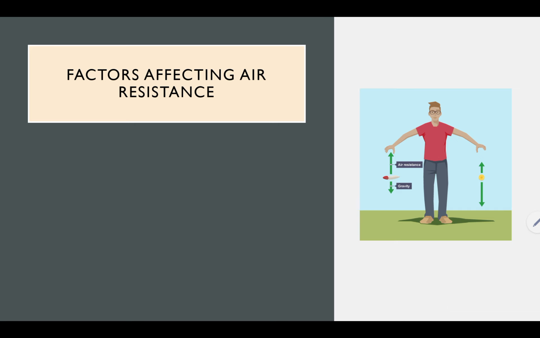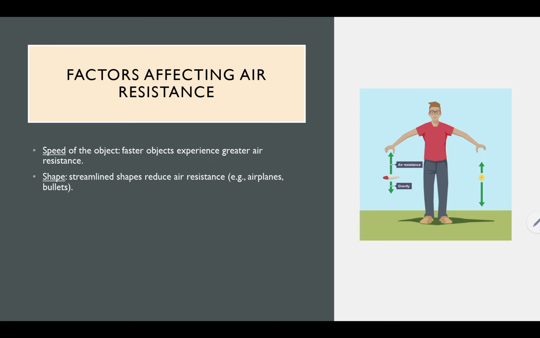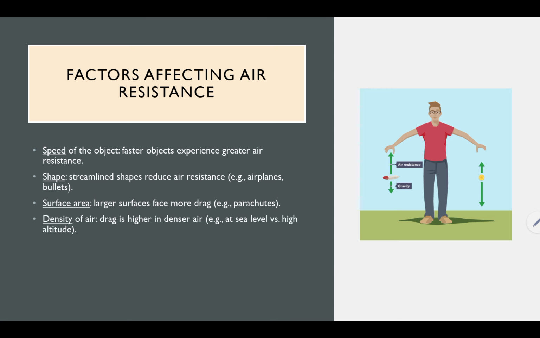What affects the air resistance or the drag? Also the speed of the object. Faster objects have greater air resistance. If they have a streamlined shape, then the air resistance will be less. If their surface area is larger, then it will have more drag, like parachutes. And density of air, of course. If it's more dense, then there will be more drag.